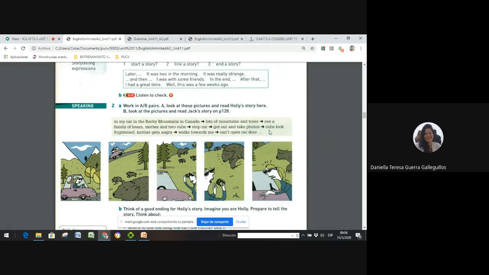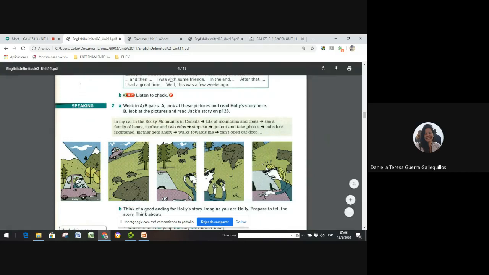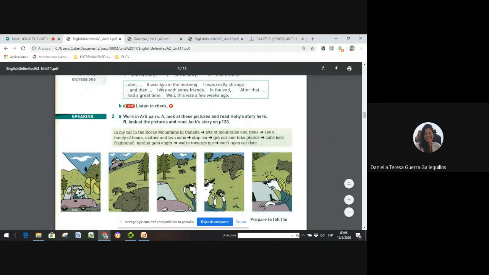But the cubs looked frightened. And the mother, what was the past of get? Got angry. Okay, thank you. Now the 2 girls finish the story. Use the expressions.